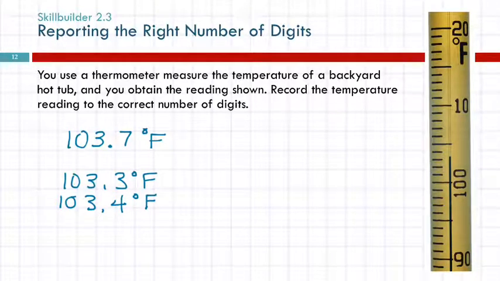You can't measure something and have it be exactly that. You measure something with a ruler. It may look like it's right on the line, but what if you took a microscope and zoomed in farther and farther and farther? There's going to be some uncertainty there. So how you record a measurement depends on the instrument that you use to measure it with. Any questions?